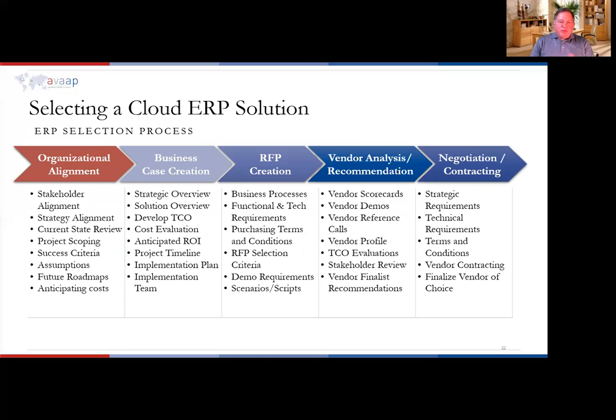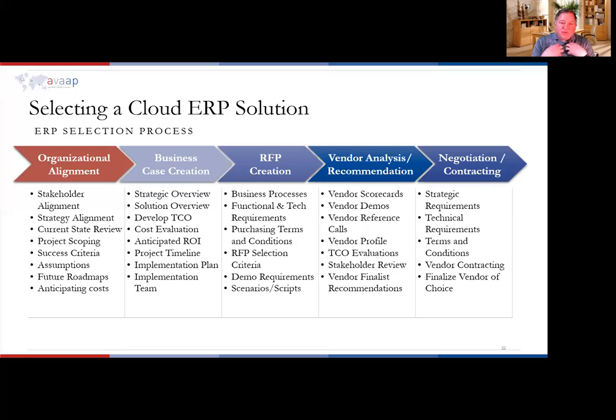But going from left to right: organizational alignment, creating a business case, creating that RFP that goes out and gets the responses back from vendors, doing the analysis and making a recommendation to your board or whoever makes those decisions in your organizations. And then lastly, that negotiation and contracting that has to occur with vendors. This whole process we've put together is typically what we see in a selection process.